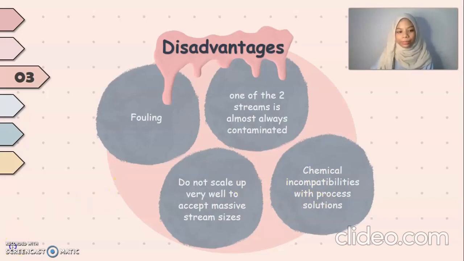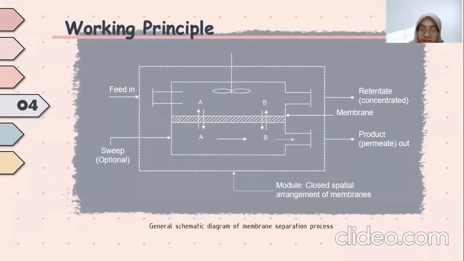Thank you. I present about working principles. This is the general schematic diagram of the membrane separation process. The feed composed of components A and B enters the upper chamber and flows into the membrane. The retentate is the part of the feed that does not pass through the membrane, and the permeate is the part of the feed that passes through the membrane.